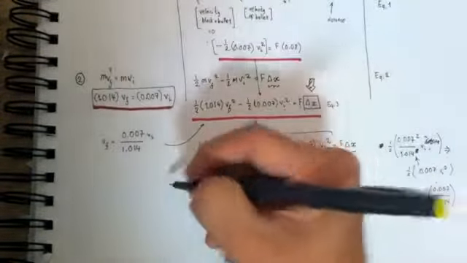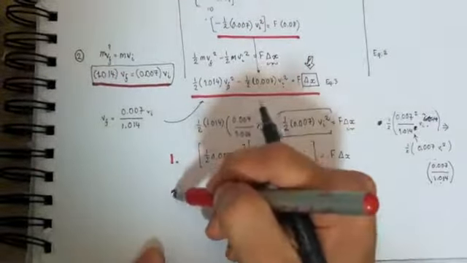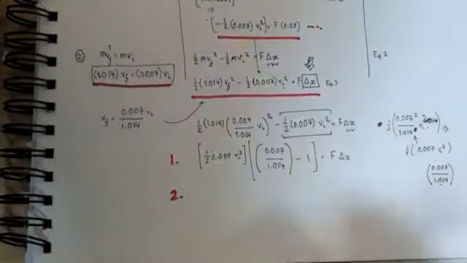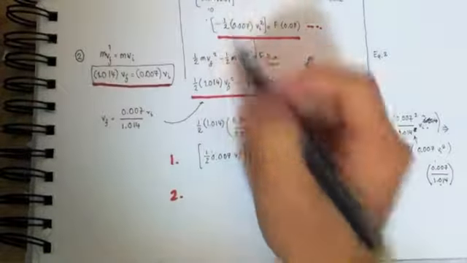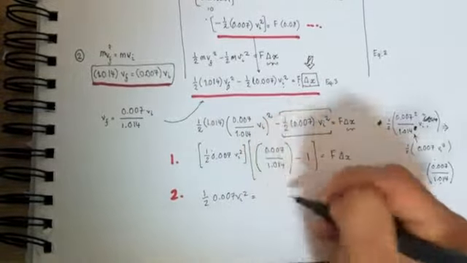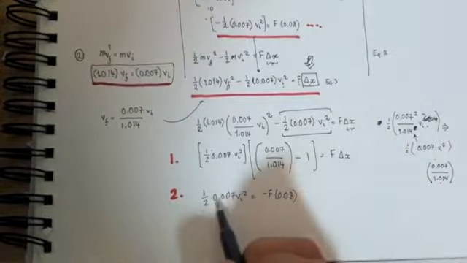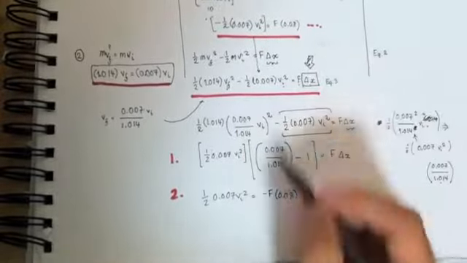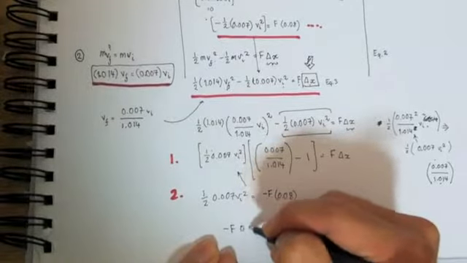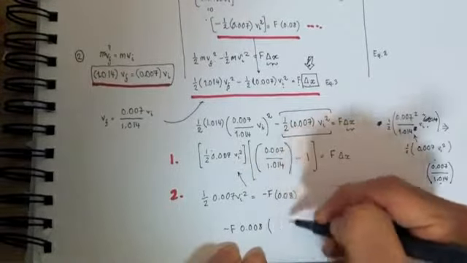Cool. So this is mega equation number 1, and mega equation number 2 happens to be the one last equation that we haven't used, which is this one. And lo and behold, if we solve for 1/2 0.007 vi squared equals negative f times 0.008, right? Because I just switched the negative sign. Then we can bring this into here and say negative f times 0.008, right?